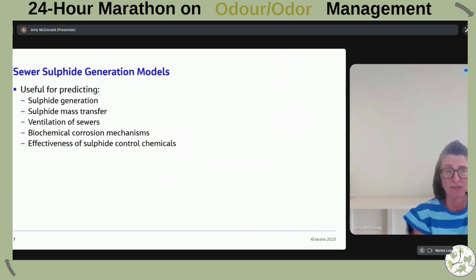So what are these sulfide generation models useful for? Well, we can predict the level of sulfide generation, how it moves from the liquid to the vapor phase, how the airflow moves through a sewer, the biochemical corrosion mechanisms, and we can also look at the effectiveness of sulfide control chemicals.